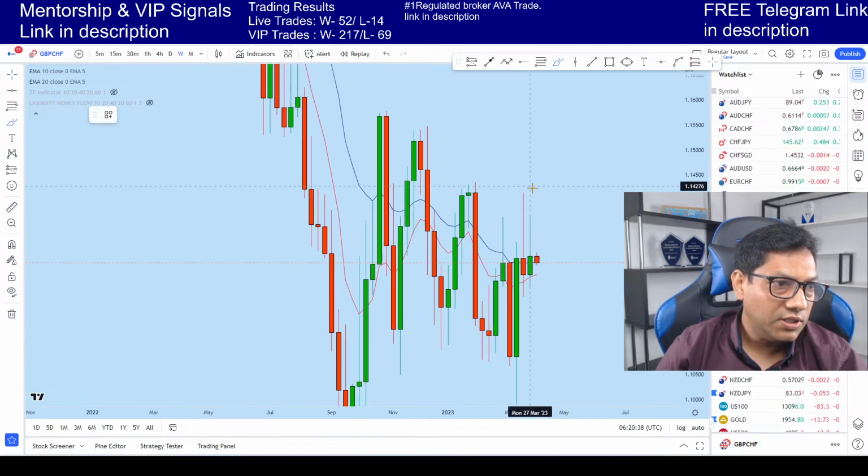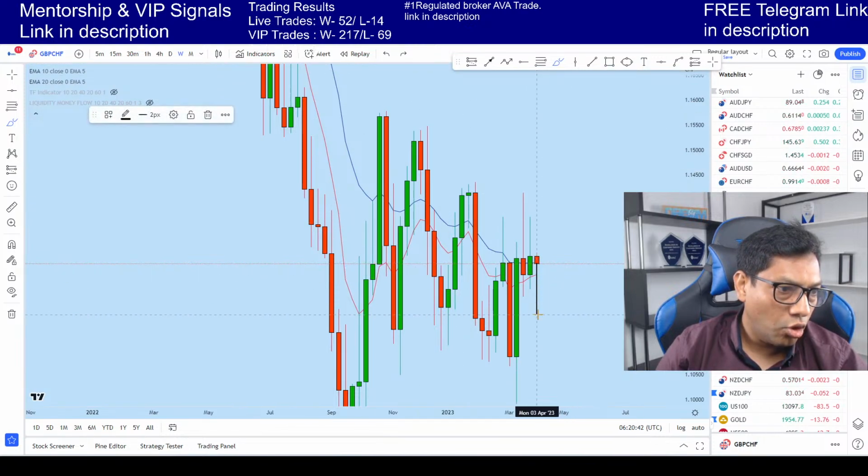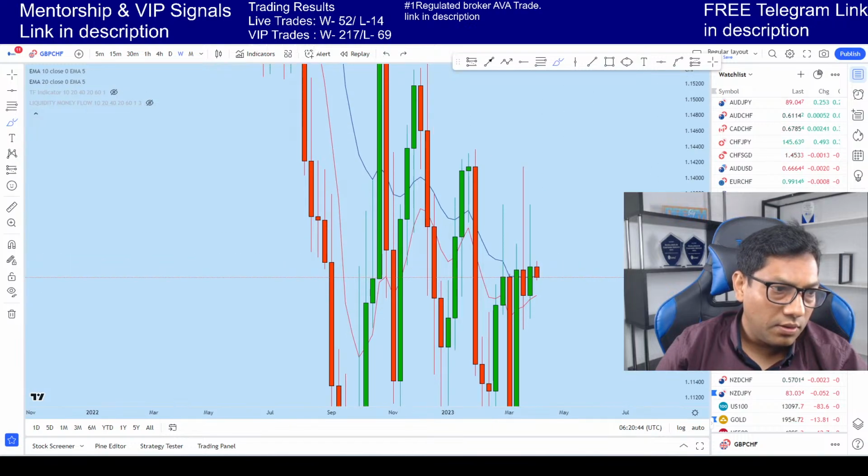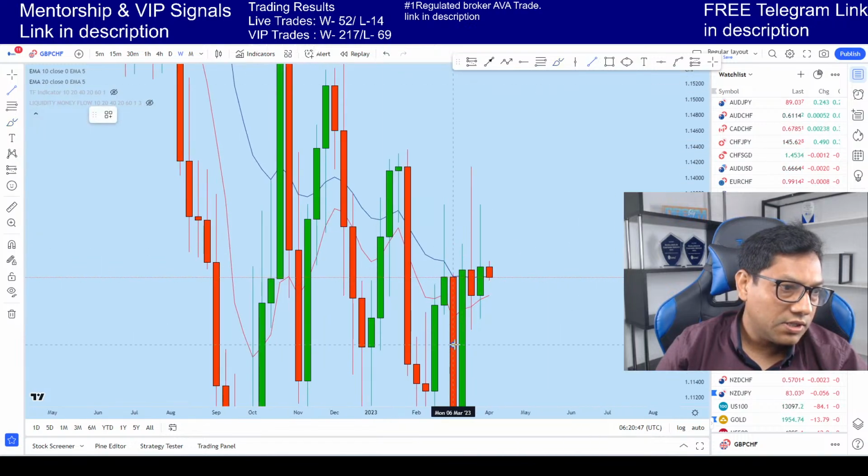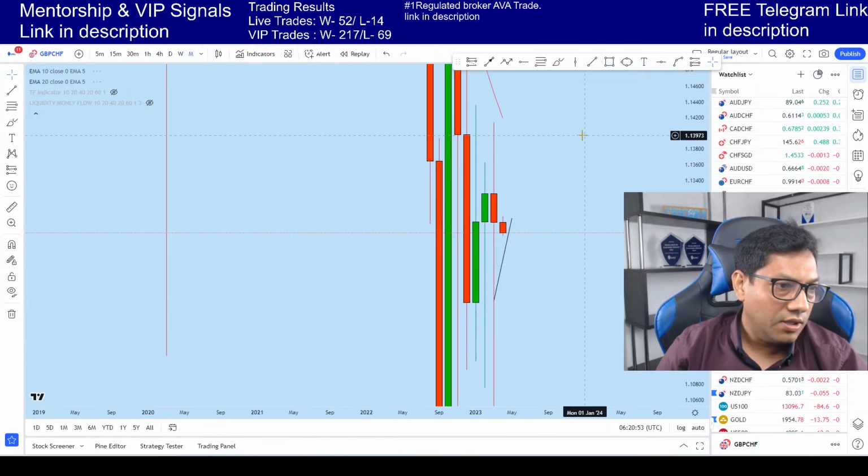You can see there is a series of lower highs here. So GBP CHF, high probability will drop, and it might test this weekly support, very high probability. Or it might break further and then could continue to drop.